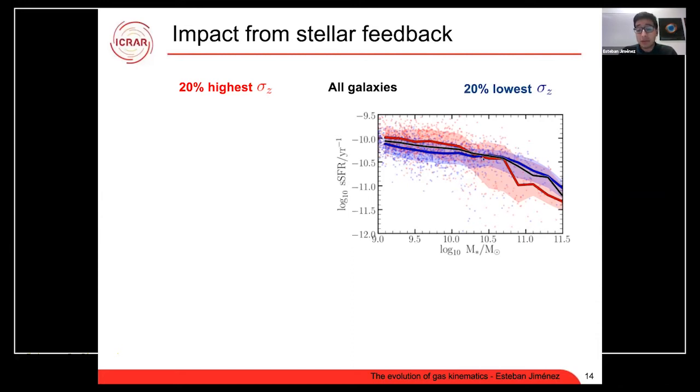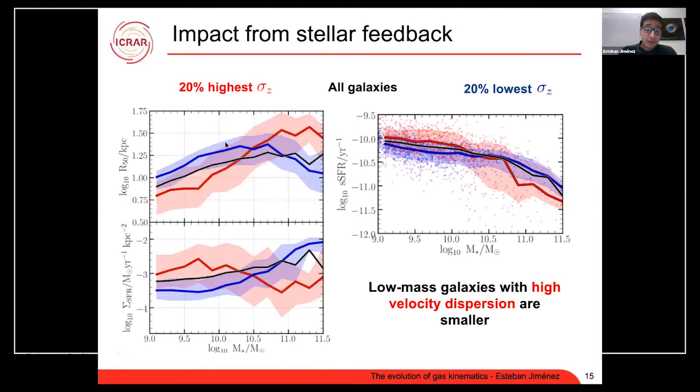Although for masses above 10 to the 10.5, you start seeing a drop in the specific star formation rate, mainly because of the effect of AGN feedback that starts to suppress the star formation. And when we analyze the size-mass relation, which is shown here in the top panel, you can see that galaxies that have higher velocity dispersion also tend to be smaller than the galaxies that have low velocity dispersion. So when you normalize the star formation rate with respect to the size, you can see that these lines start to segregate a bit more. In principle, this would mean that the stellar feedback seems to be more efficient in hitting the gas particles and changing the kinematics when the galaxy is small.